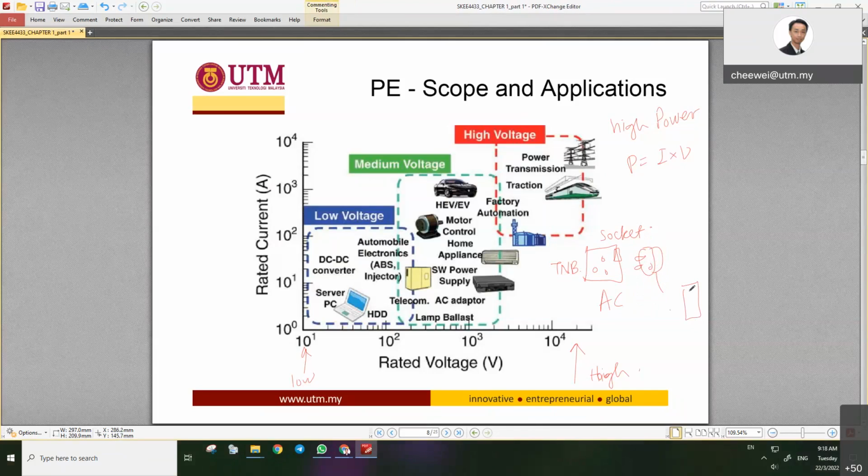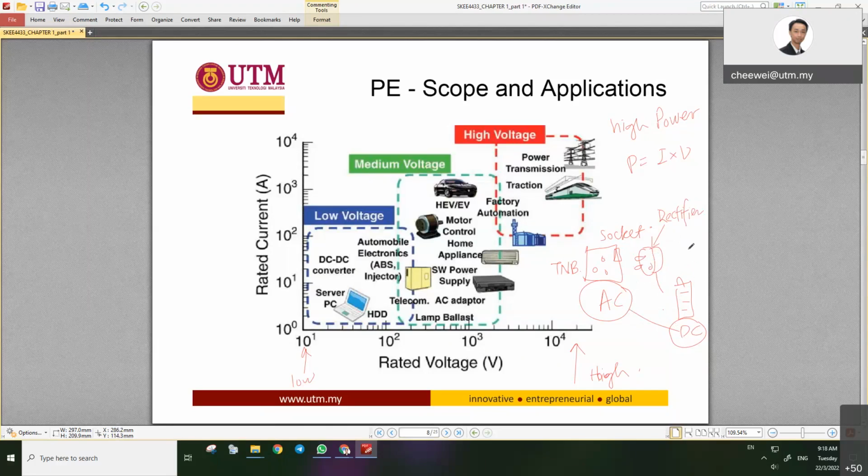Is the mobile phone battery DC or AC inside? DC. Battery is DC. So what is the game here? TNB gives you AC. You need to charge your battery, which is DC. I need to change from AC to DC, right? So who is doing the job? Your charger. This charger inside is actually a rectifier, changing from AC to DC, giving you an output of 5 volts, for example.